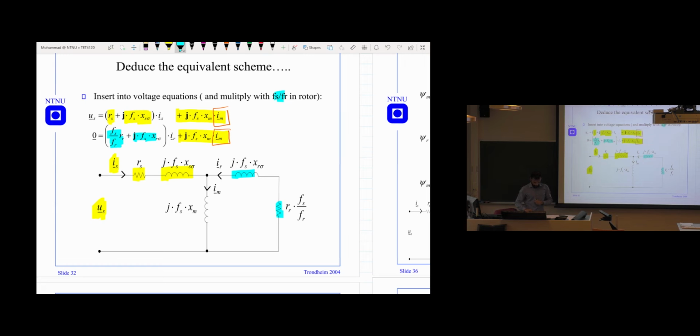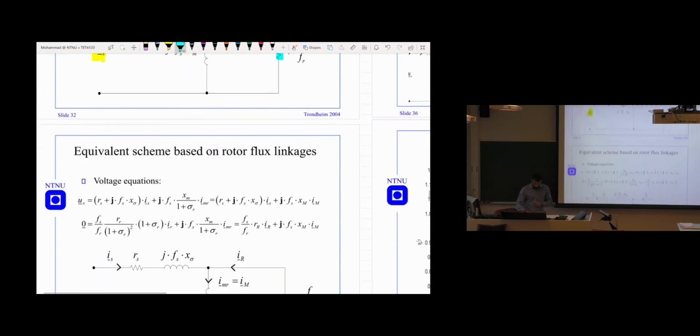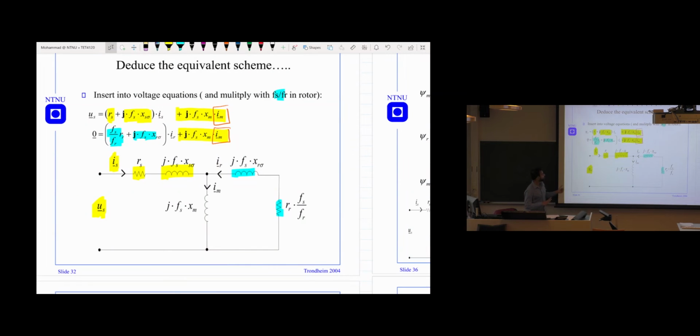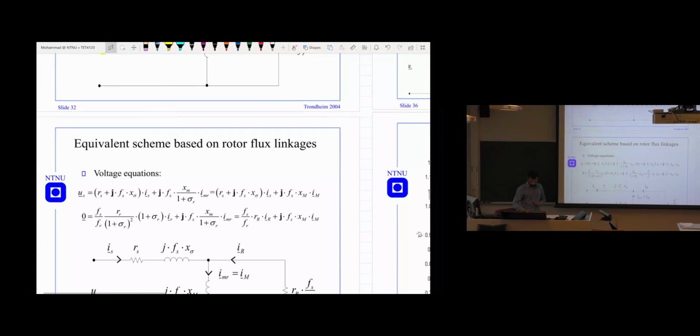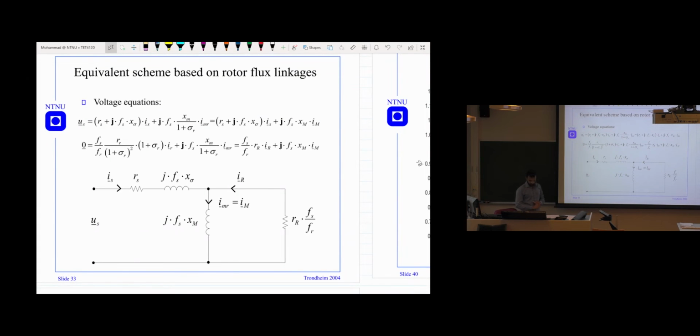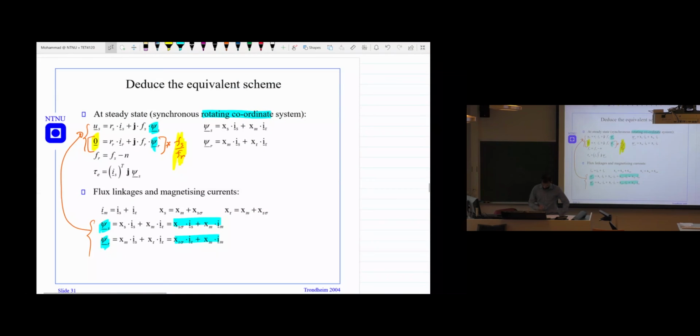It's also possible to represent the circuit in a nicer way. This is the classical way of representation, but it's also possible to present it a bit nicer for the rotor flux linkage equivalent scheme. Then we see that we are even able to remove this leakage inductance from the rotor circuit. What we did there is use the same equations as in the previous circuit, not this one. Here, first we inserted the psi S and psi R.